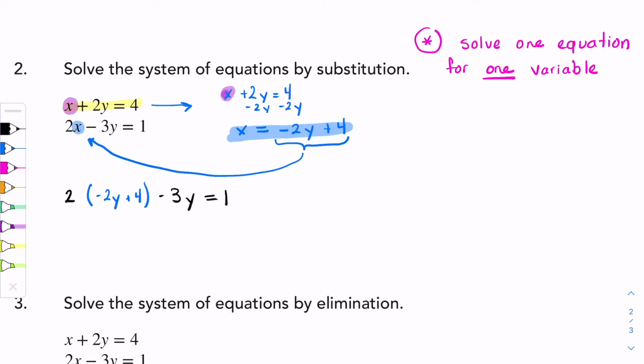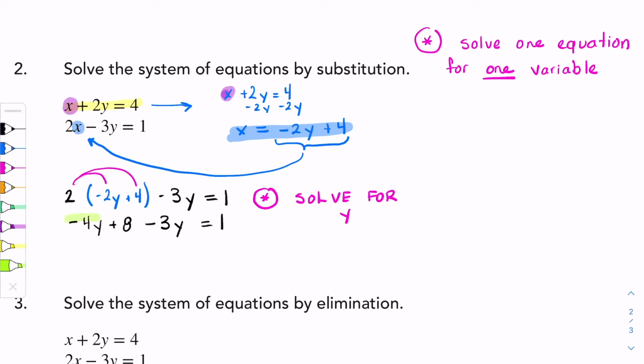Now I need to solve for y. In order to solve for y, I need to use the distributive method. Distribute your first term to both terms in the second set of parentheses. This will give me 2 times negative 2y, which is negative 4y, 2 times 4, which is positive 8, minus 3y equals 1.